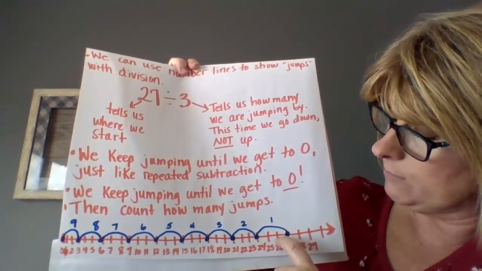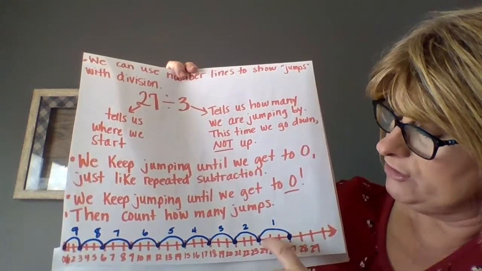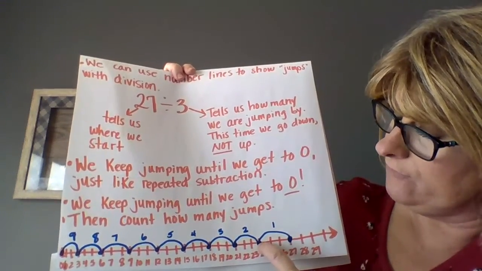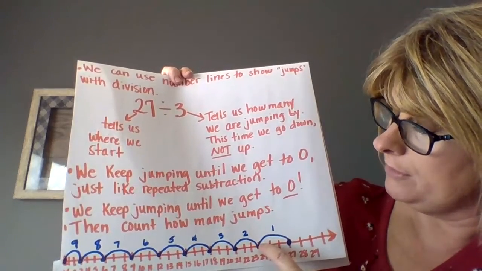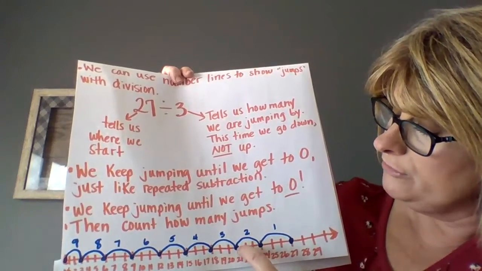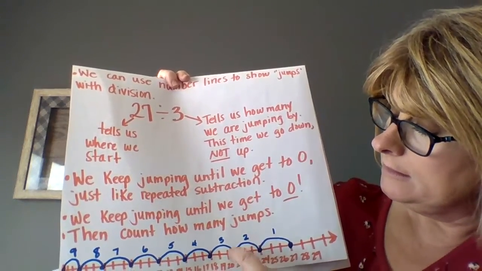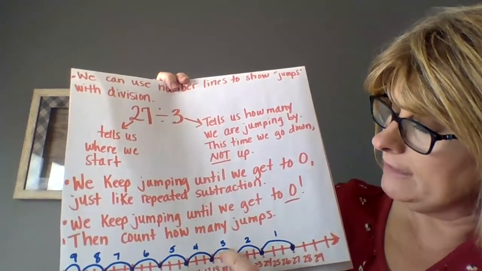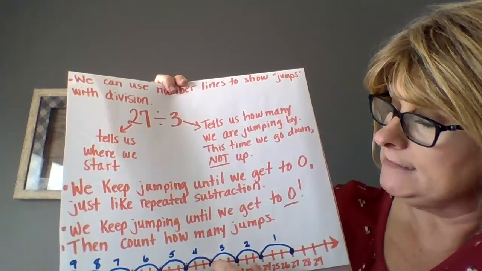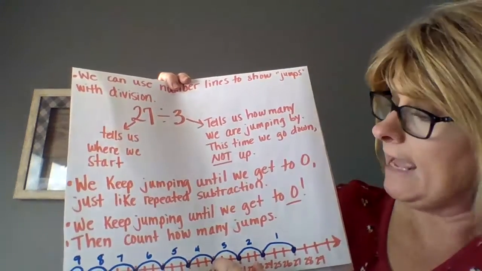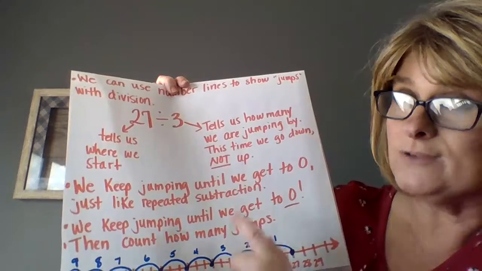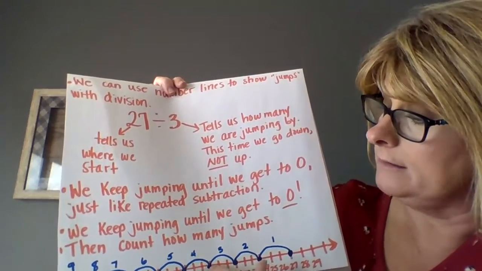So 26 is where we say 1. 1, 2, 3, we land on 24. That's our first jump. 1, 2, 3, that's our second jump. We landed on 21. 1, 2, 3, that's our third jump. We landed on 18. Notice I don't count where I landed as 1. I go to the next one to say 1.